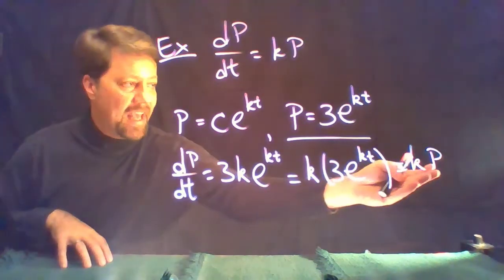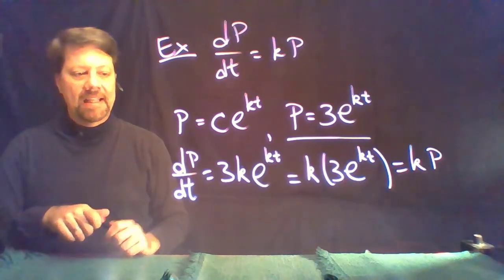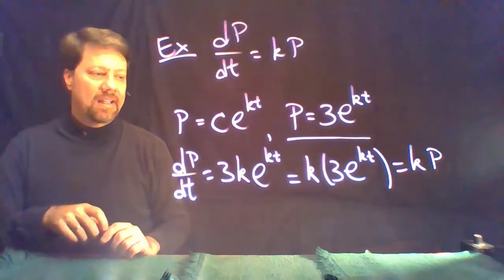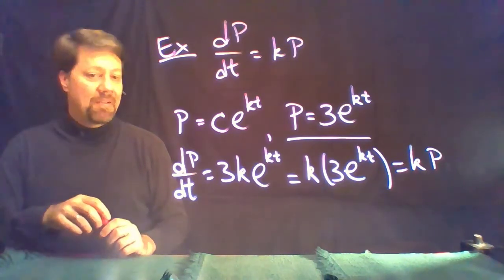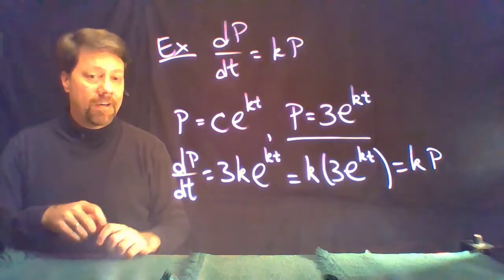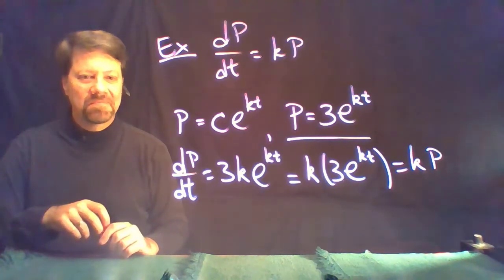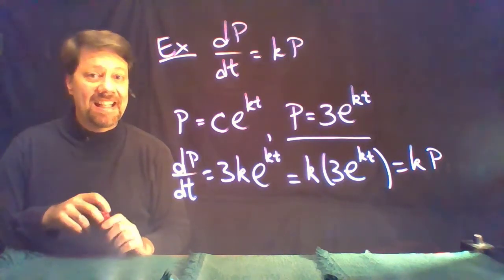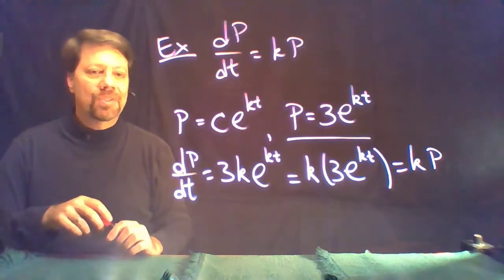So we see that kp is k times 3 e to the kt, and dp dt is 3k e to the kt. These two are equal for all replacements of the variable t, and hence we have achieved an identity. Therefore, the function 3 e to the kt is a solution to the differential equation dp dt equals kp.